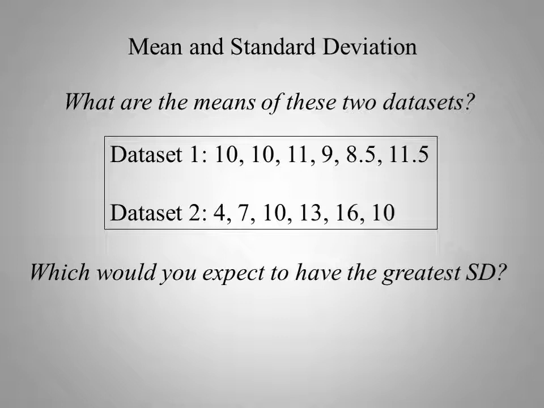Now that you've determined the average is the same for these two groups, you should have gotten an average of 10 for both groups. My next question to you is, which data set do you expect to have the greatest standard deviation? Data set 1 or data set 2? So pause the video for a second and think about that.